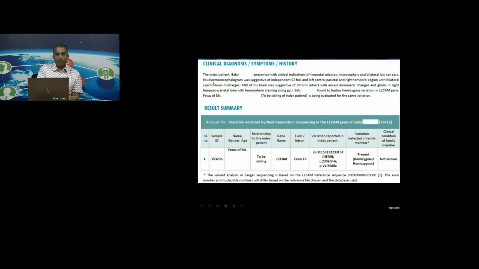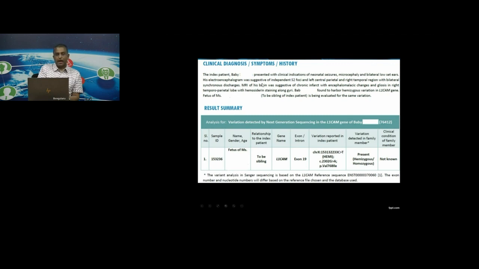So therefore, let's read this. The index patient, baby of so-and-so, presented with clinical indications of neonatal seizures, microcephaly, bilateral low set ears. The electroencephalogram was suggestive of independent foci, and so on.